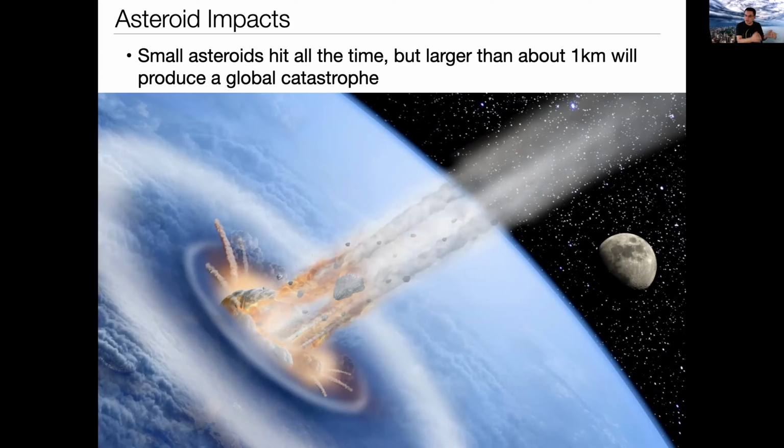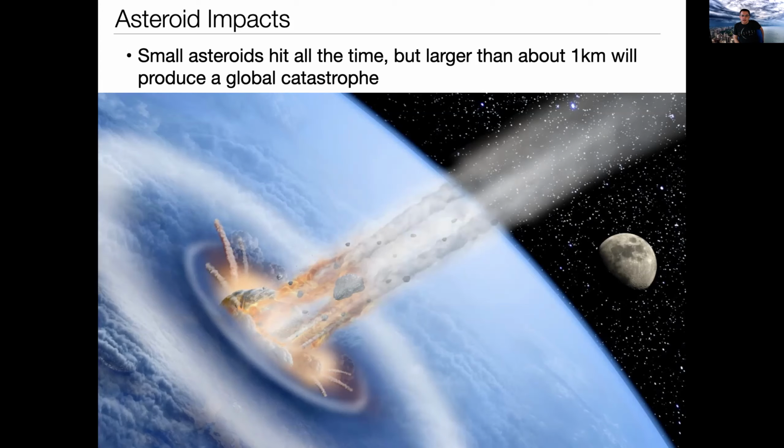And as we've touched on many times this quarter, smaller stuff hits the Earth a lot because there's a lot of small stuff. Bigger stuff hits the Earth less frequently because there's less big stuff left out there. Okay, but there are still things out there that are quite large. And so one of the things that we worry a lot about is that an enormous asteroid could hit the Earth and cause a global catastrophe.